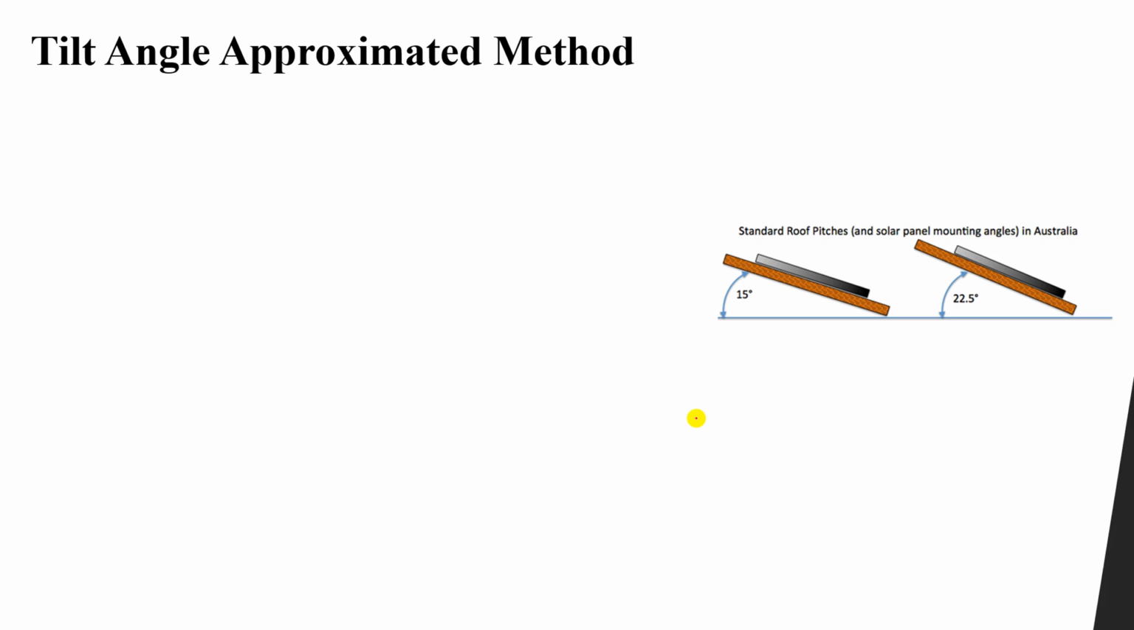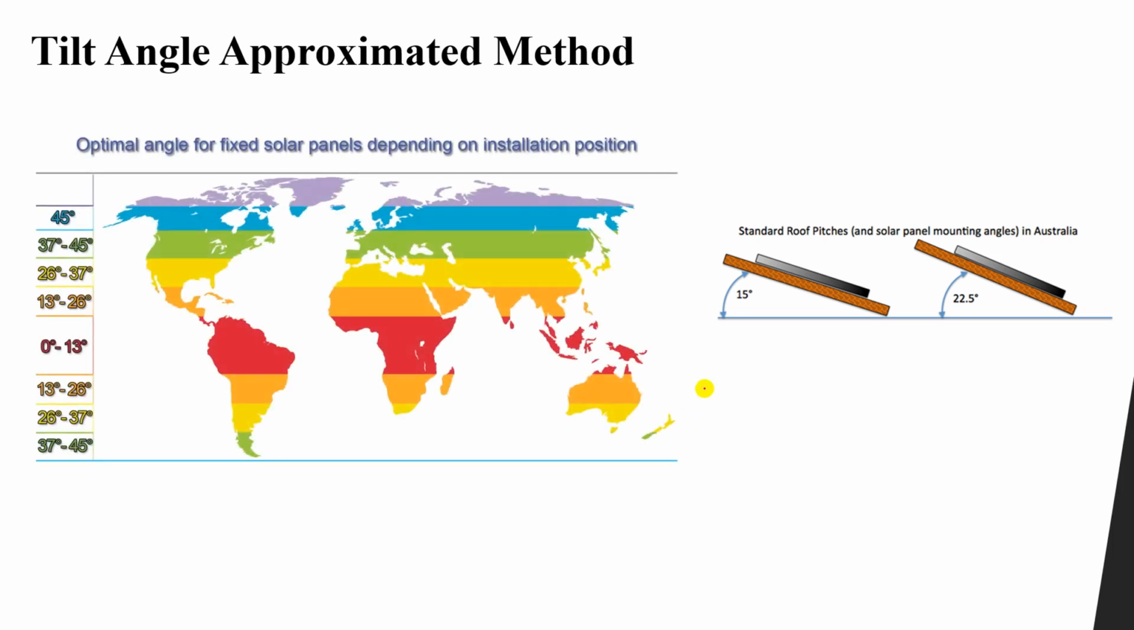So let's say you control this angle and you would like to know what its value is. Here is a beautiful map which gives us an approximated method. For different regions in the world, depending on your own location, you will select the optimum angle. As an example, here in Egypt, you will find that the optimal installation angle for tilt angle is between 26 degrees and 37 degrees. In this range is an optimum angle.